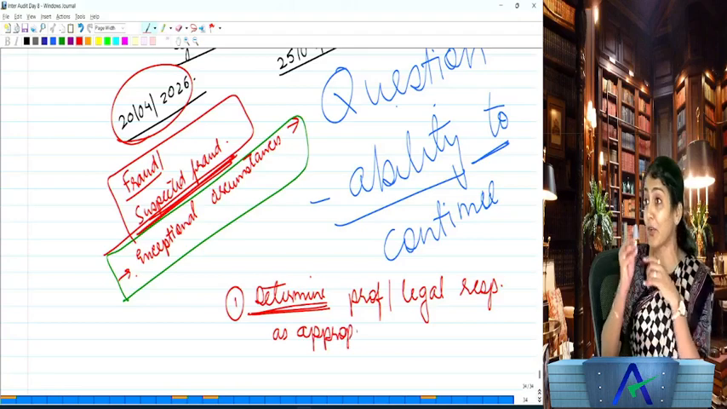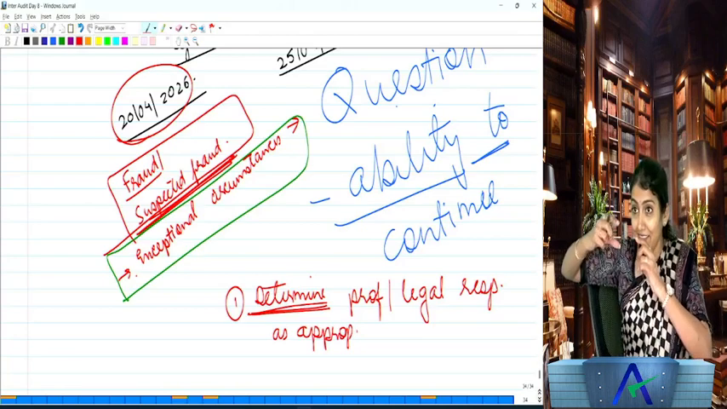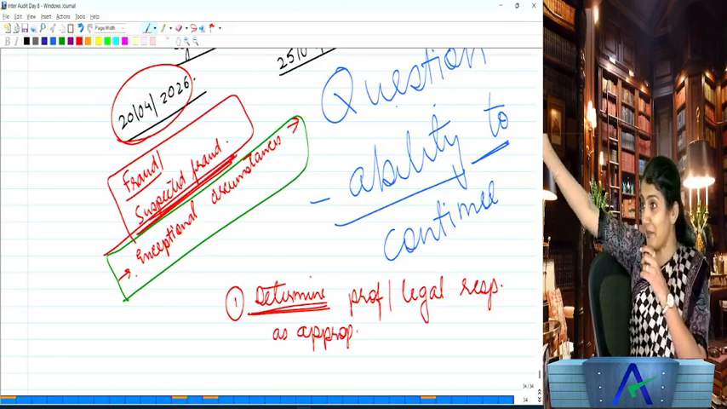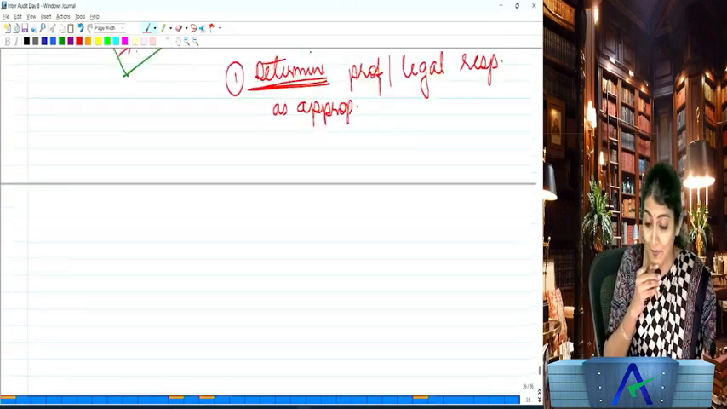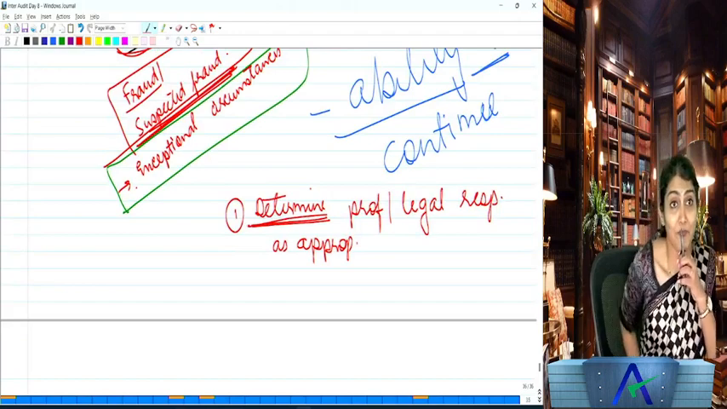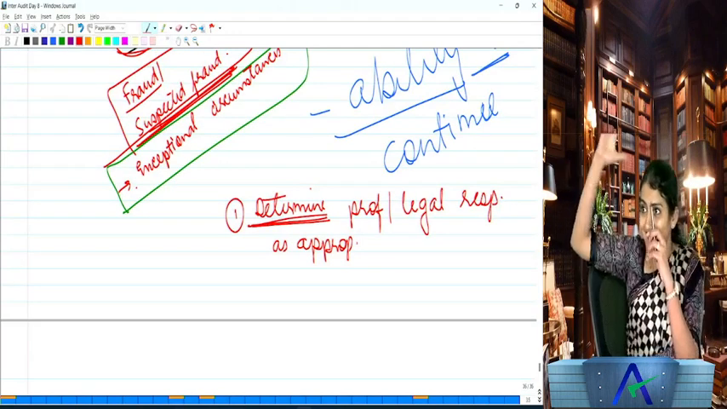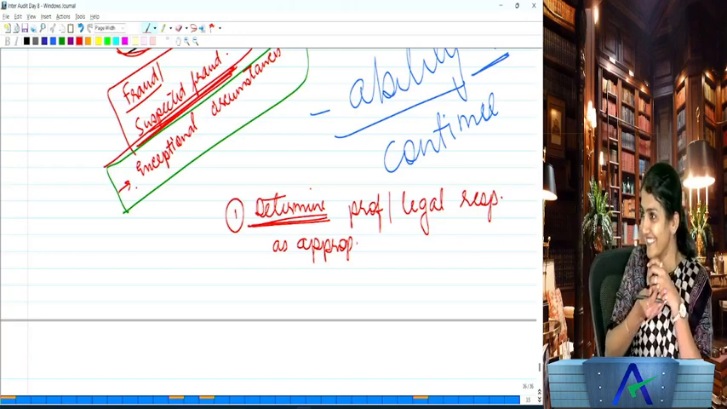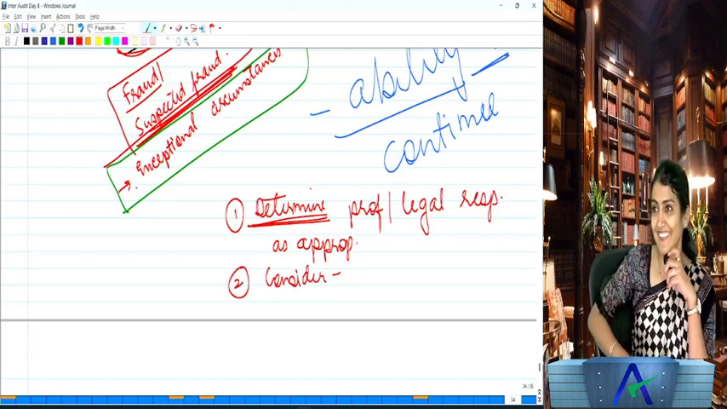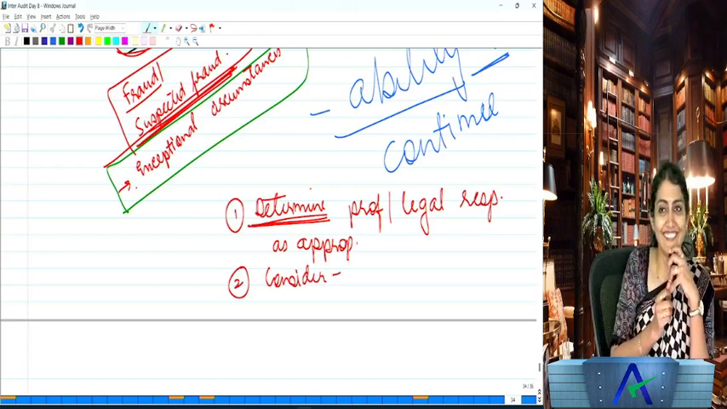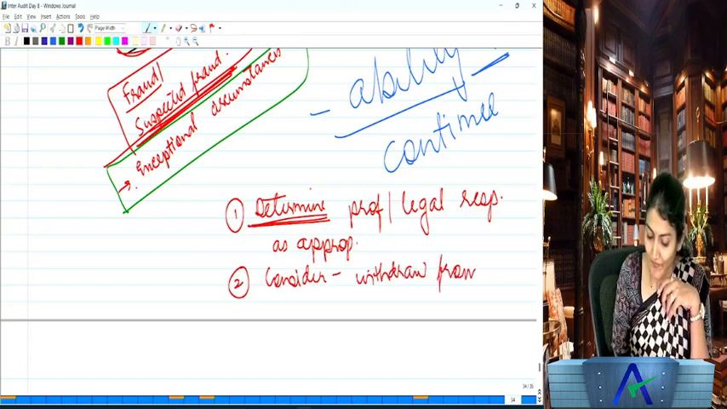Nowadays, aunties, what they will do? They want to make reels. So now auntie found earthworm. So then she made a reel and then put it on the social media post that, you need to be so careful. Right, so determine the professional legal responsibilities. And second, what auntie can do? Say the vegetable vendor is next to her house only. Immediately, with the cauliflower, go. Okay, right. So, consider.